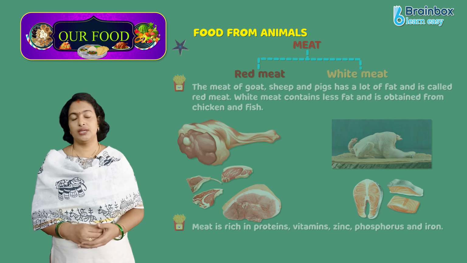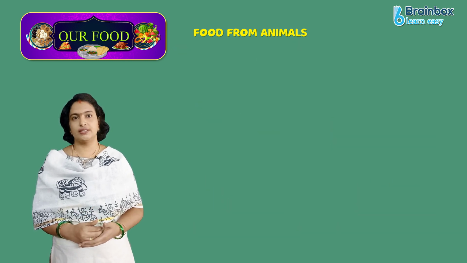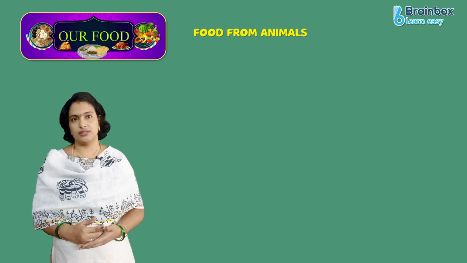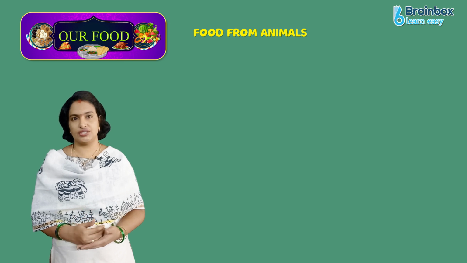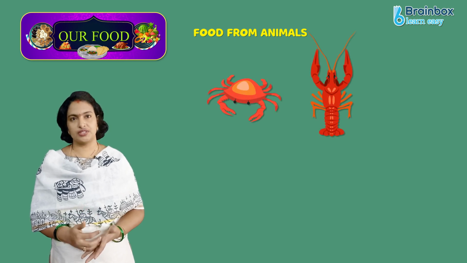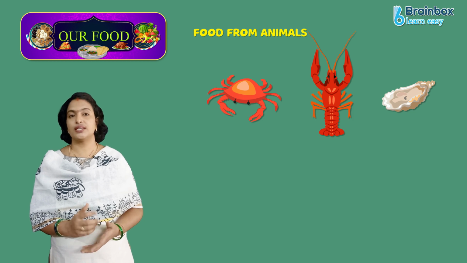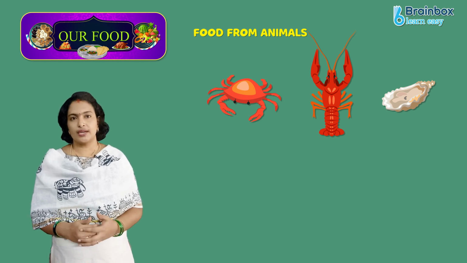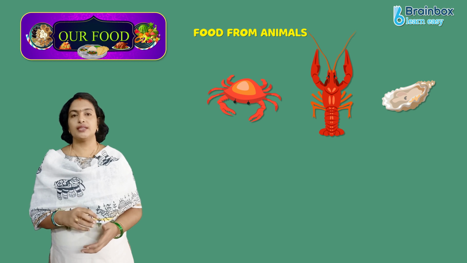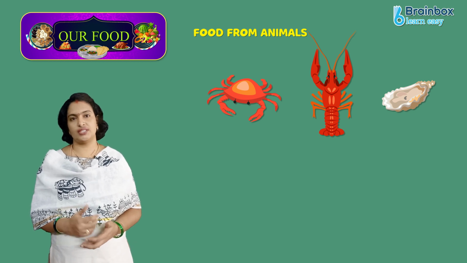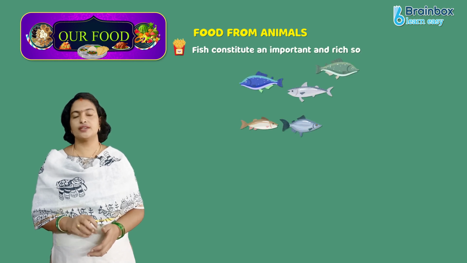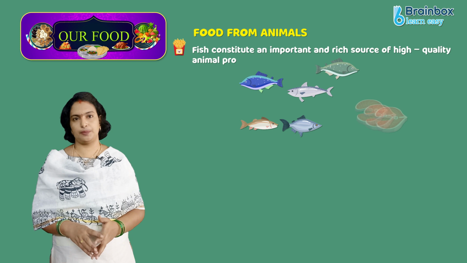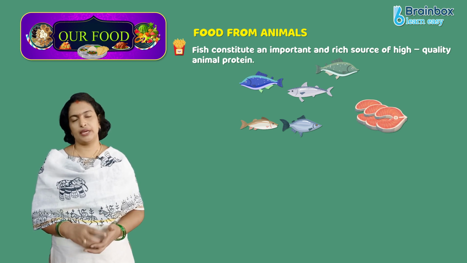Not only this, another source of food that we get from animals is seafood. So this is fishes and other sea creatures like crabs, lobsters, oysters, etc. that we catch. They too are consumed by humans and are an important source of food in coastal regions especially. Fish constitute an important and rich source of high quality animal protein. So we get fish from both freshwater and marine water.